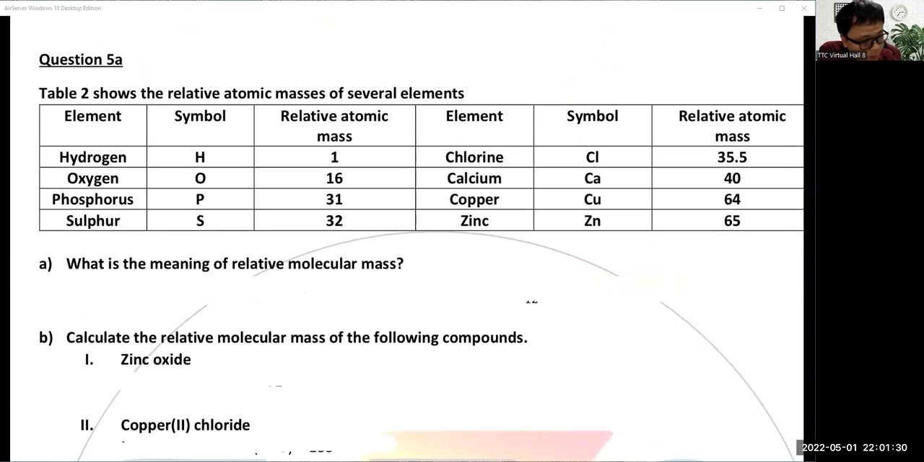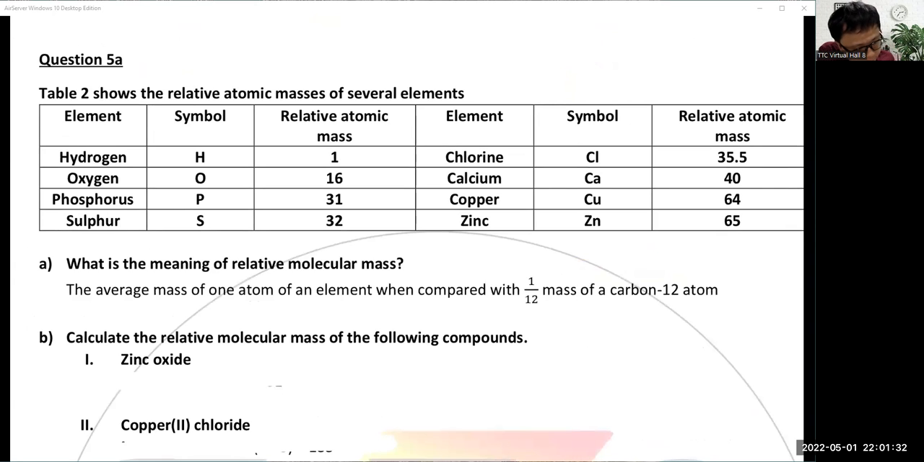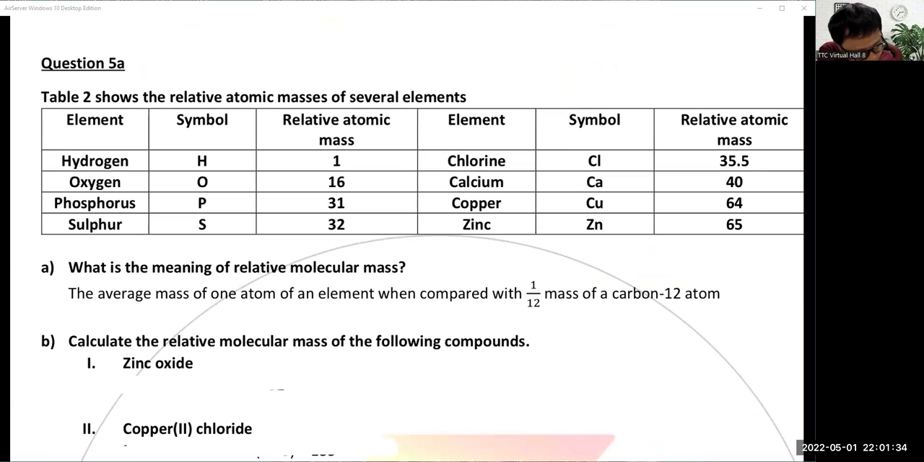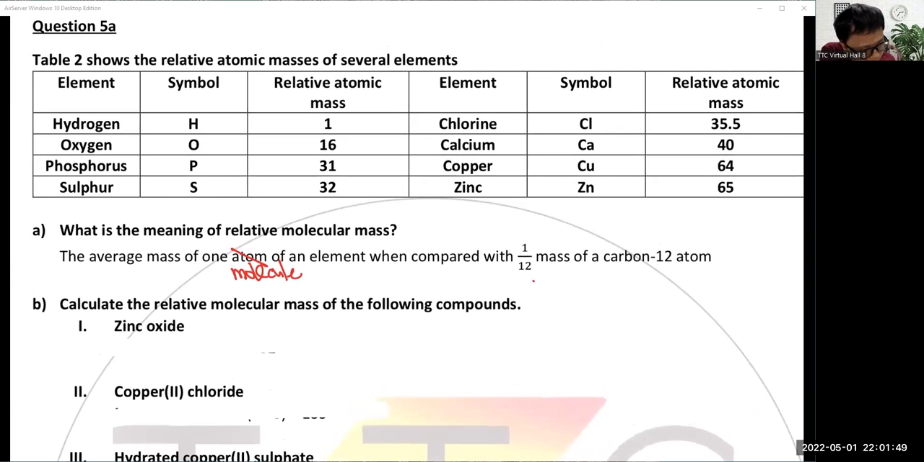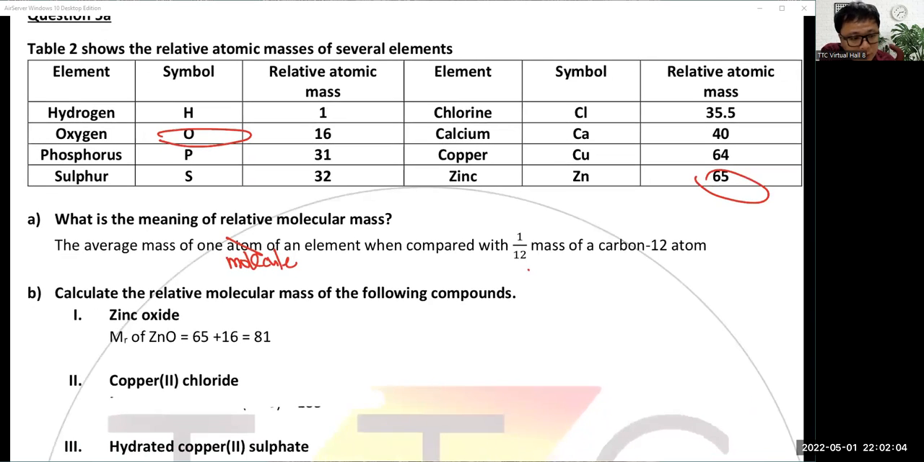What is meant by relative molecular mass? It's the average mass of one molecule compared to 1/12 of a carbon-12 atom. Calculate the relative molecular mass for the following: zinc oxide. We check here, zinc is 65, then oxygen is 16, so it's 65 plus 16 equals 81. Relative mass doesn't have any unit because it's how many times heavier, so you don't have any unit here.